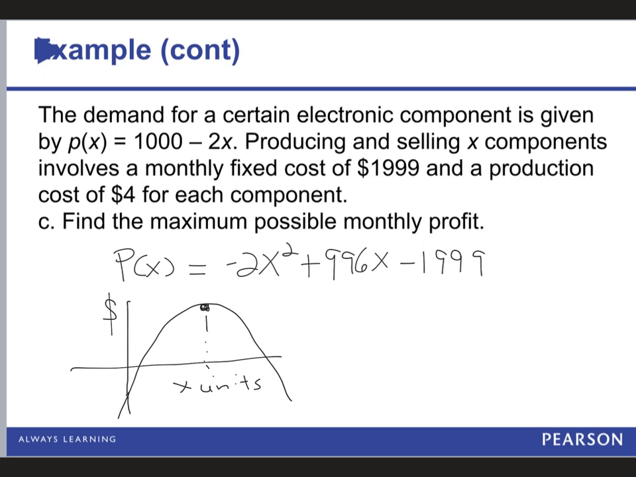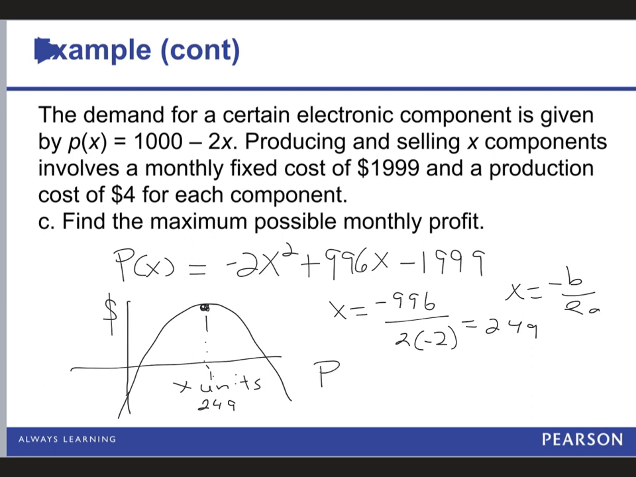We could also find the axis of symmetry because that is where this maximum profit occurs. And so taking X equals negative 996 over 2 times negative 2, using the formula X equals negative B over 2A, that will calculate to 249. So you would see that same thing graphically, that our maximum profit is going to occur when we produce and sell 249 units. And to find that maximum profit, we have to substitute it in, or again, use our graphing calculator functions to find it.